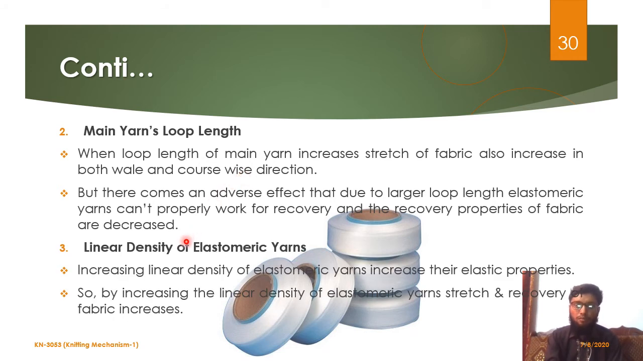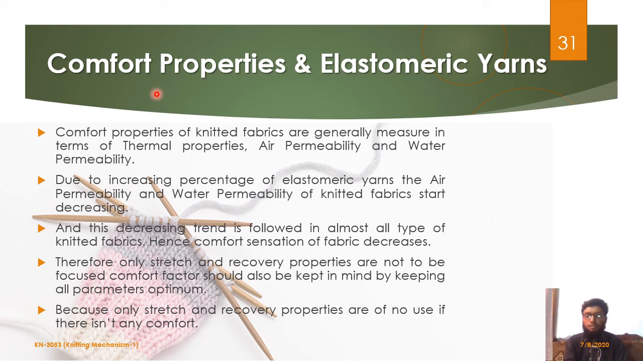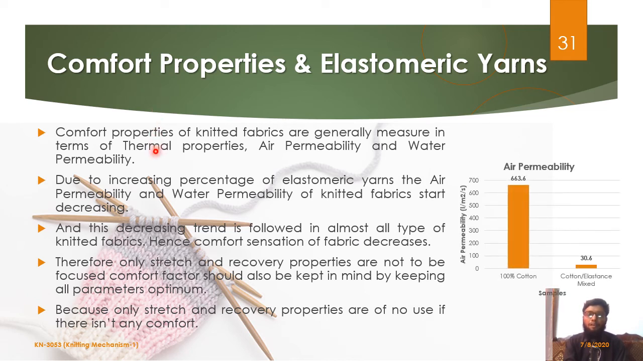Linear density of elastomeric yarns. Due to the increasing linear density, the fabric stretch and recovery both increases. Comfort properties related to the elastomeric yarns. The comfort properties of knitted fabrics are measured by thermal properties, air permeability, and water permeability. By increasing the percentage of elastomeric yarn in the fabric, its water and air permeability decrease, so comfort properties also decrease. That's why the parameters are kept optimum to achieve the fabric with comfort, because fabric with only stretch is of no mean without comfort.